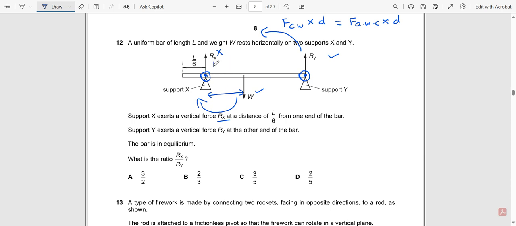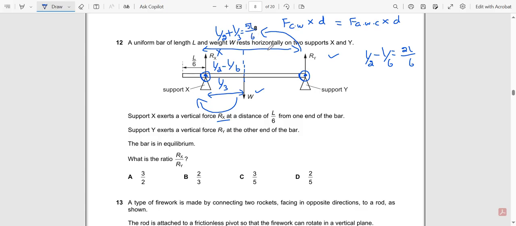The distance can be calculated by L by 2 minus L by 6, because the overall length is L and half of the length is L by 2. So I have to find the distance of the force W from the support X. L by 2 minus L by 6 will be 2L divided by 6, which is nothing but L by 3, right? So L by 3 is the distance between the support X and the force W. And then the distance between Ry and the supporting point will be L by 3 plus L by 2, that is nothing but 5L divided by 6, right?